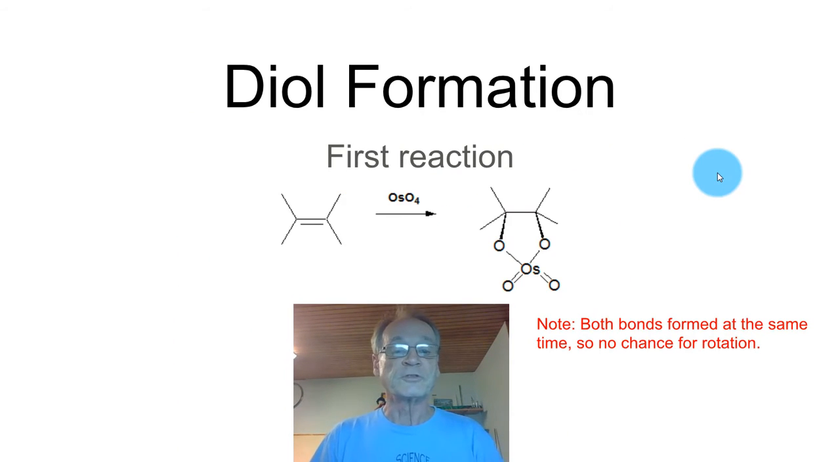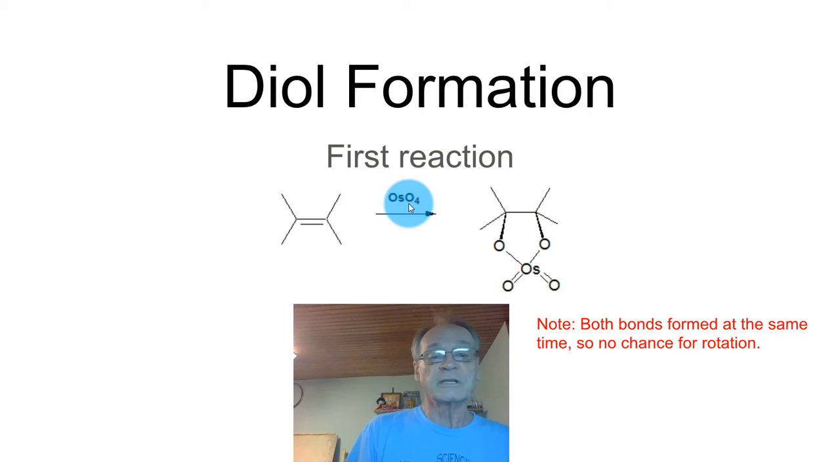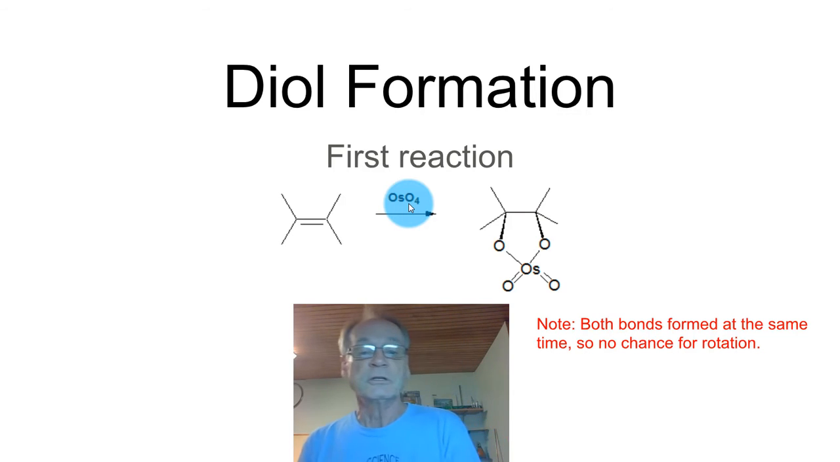So let's talk about the first reaction. It uses an interesting reagent using an element that you probably have never heard of before, and it's a very rarely used element, osmium. It's also a very expensive and toxic element, but it does the job very nicely. So chemists use this reaction to do this particular job. So what does it do?